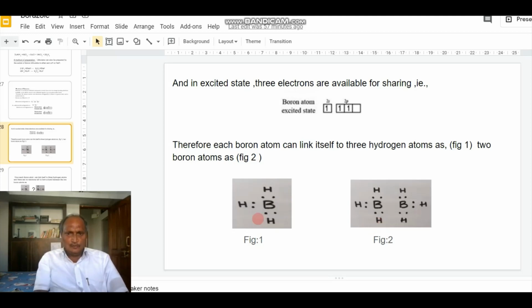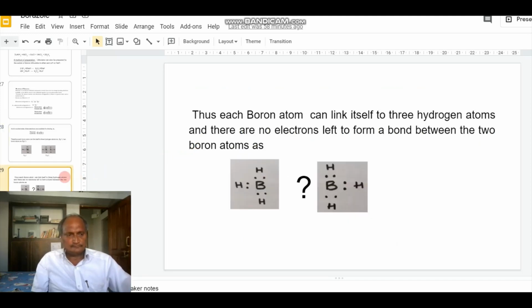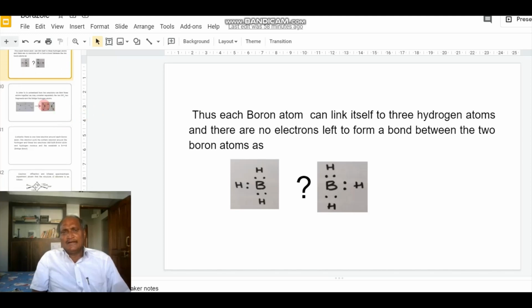In figure 1, one boron atom having 3 unpaired electrons is binding with 3 hydrogen atoms having 1 electron each, and in the second figure one more boron atom is binding with another 3 hydrogen atoms, 1 electron in each hydrogen atom. So here 2 boron atoms can link to 6 hydrogen atoms. Thus, each boron atom can link itself to 3 hydrogen atoms and there are no electrons left to form a bond between 2 boron atoms.